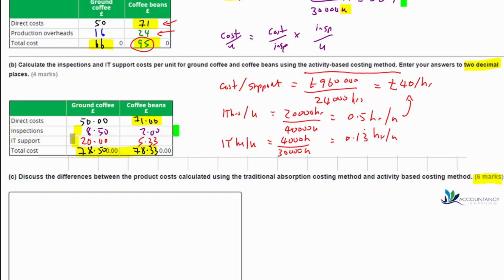So we can see that when we're allocating the production costs based on how we're generating those production overheads, we have a much different way of spreading the cost between the two products. And arguably, the activity-based costing is a much fairer approach because it's recognizing that the ground coffee is more IT intensive, so it should take more of the IT cost. The ground coffee has more inspections, so it should take more of the inspection cost.